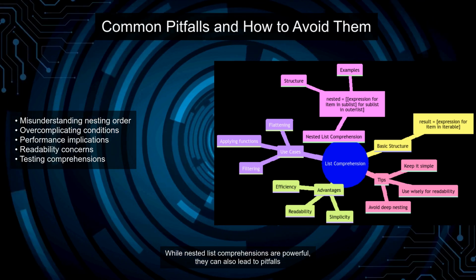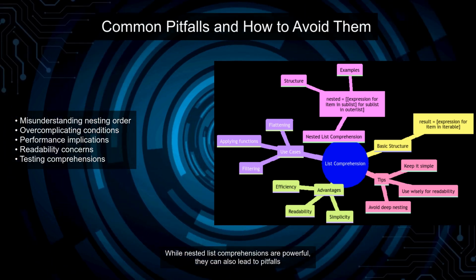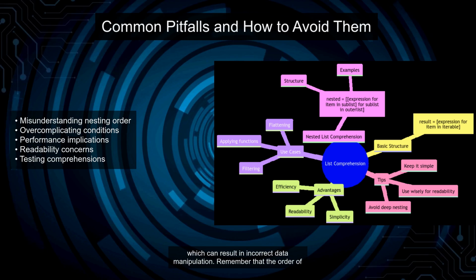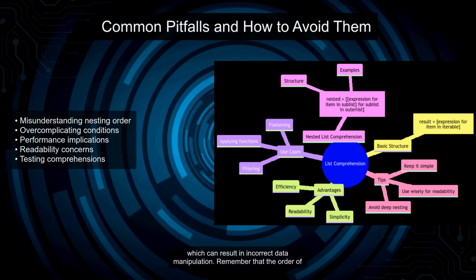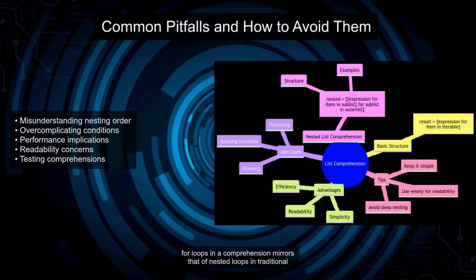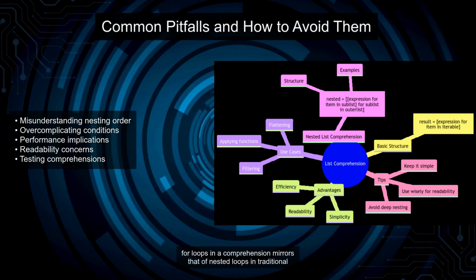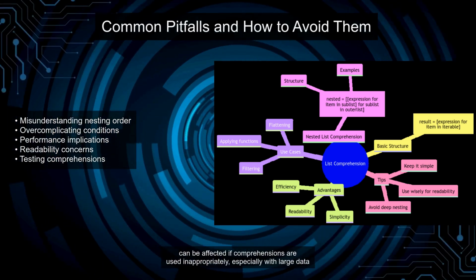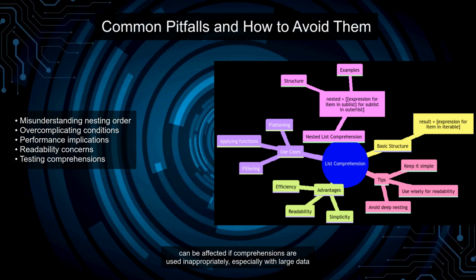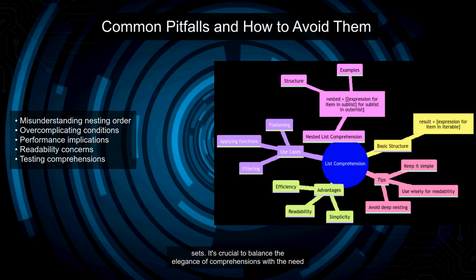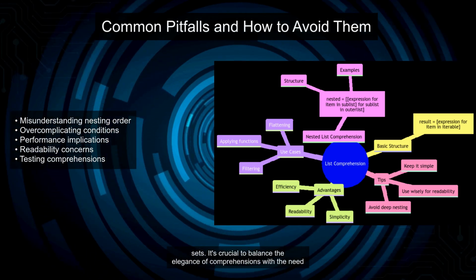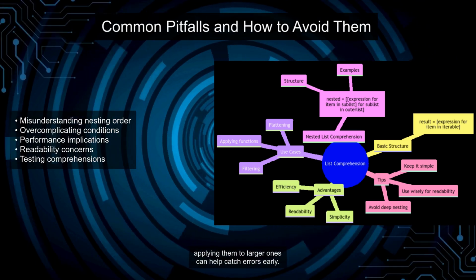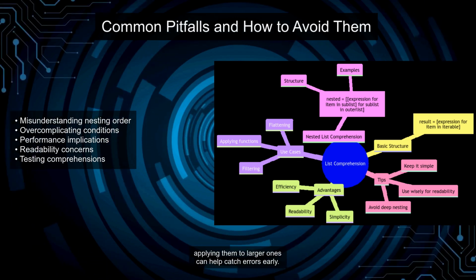While nested list comprehensions are powerful, they can also lead to pitfalls if not used correctly. One common mistake is misunderstanding the nesting order, which can result in incorrect data manipulation. Remember that the order of for loops in a comprehension mirrors that of nested loops in traditional programming. Overcomplicating conditions can also lead to errors and decrease readability. Performance can be affected if comprehensions are used inappropriately, especially with large data sets. It's crucial to balance the elegance of comprehensions with a need for clear and maintainable code. Testing comprehensions with small data sets before applying them to larger ones can help catch errors early.